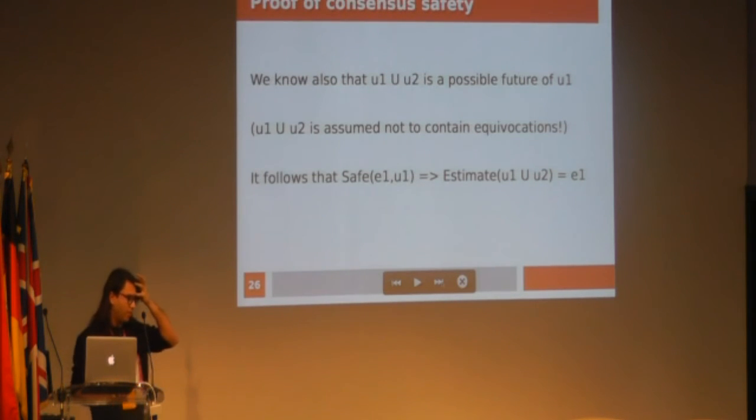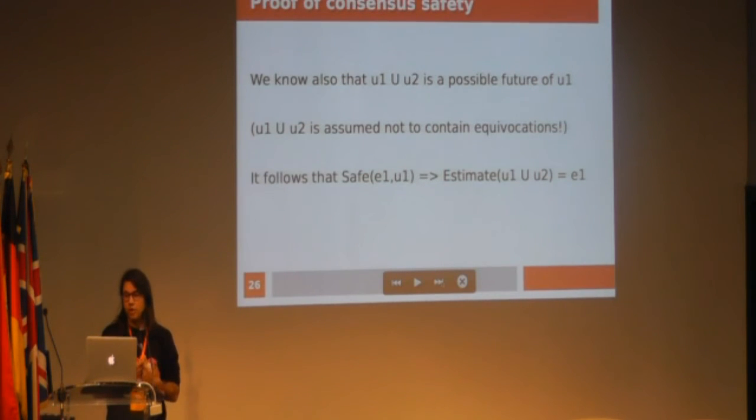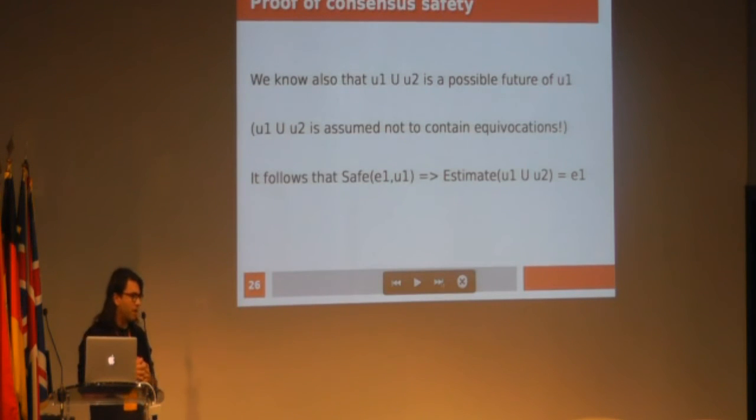That's an important aside: in the Byzantine fault tolerance setting, we're going to have to check, when we do this union, whether or not we've discovered more equivocations by observing the view of some other node. But the proof is very similar. So we know that the union of these two views from these two different clients is a possible future of U1, one of the client's views. And we know from the definition of safety that the estimate in that possible future must be the same as E1.